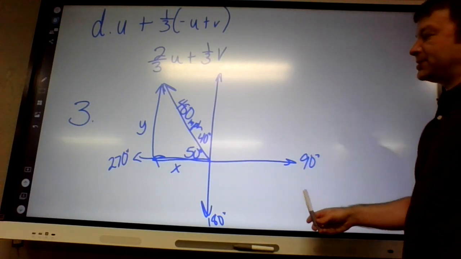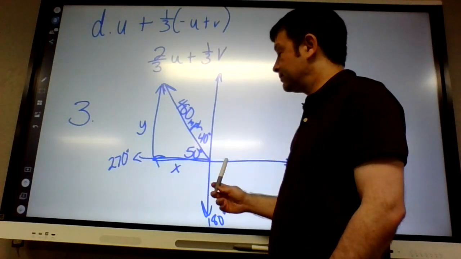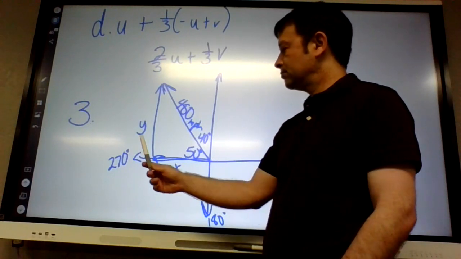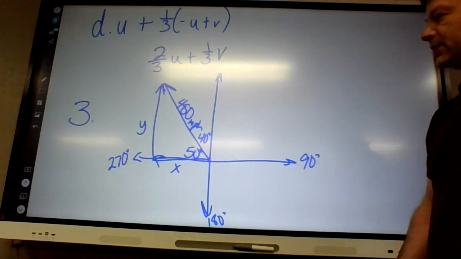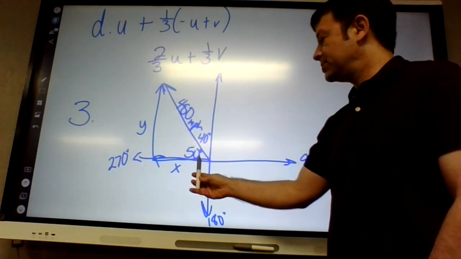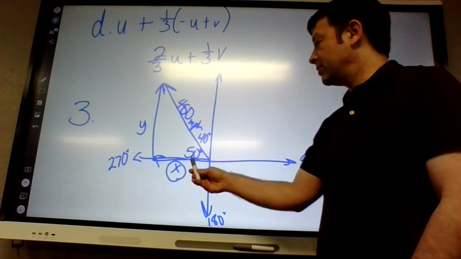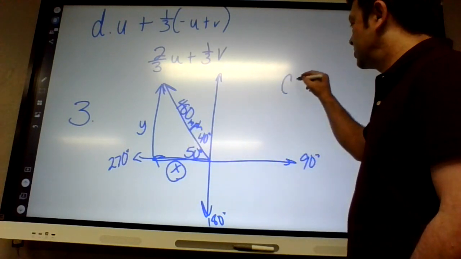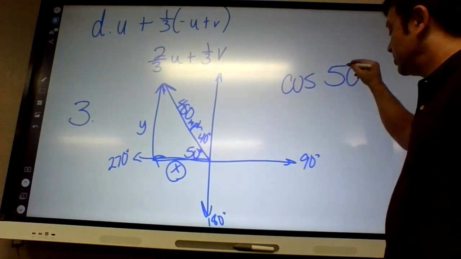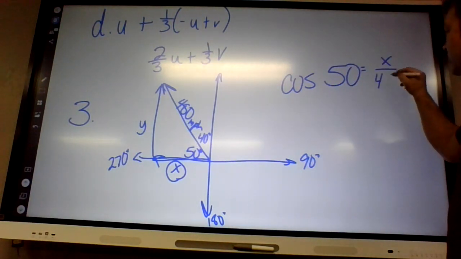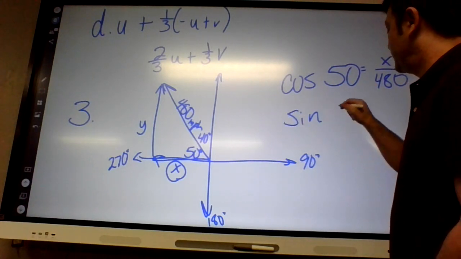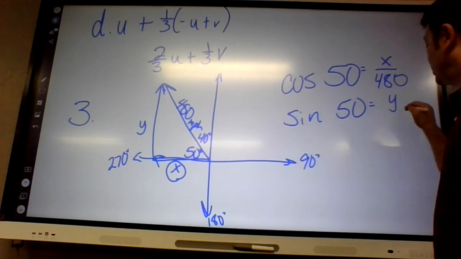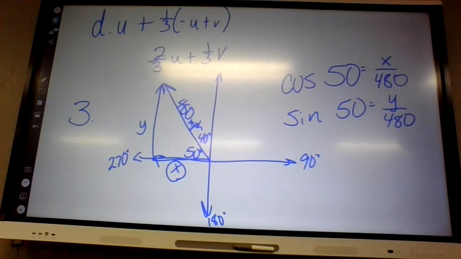So how could we find x here? How far west did it move? Yeah, trigonometry. Yes, cosine. Cosine gives us adjacent, what we're looking for, over hypotenuse. So cosine of 50 equals x over 480. And similarly, sine of 50 would equal y over 480, opposite over hypotenuse. Then how do we solve that for x and y?